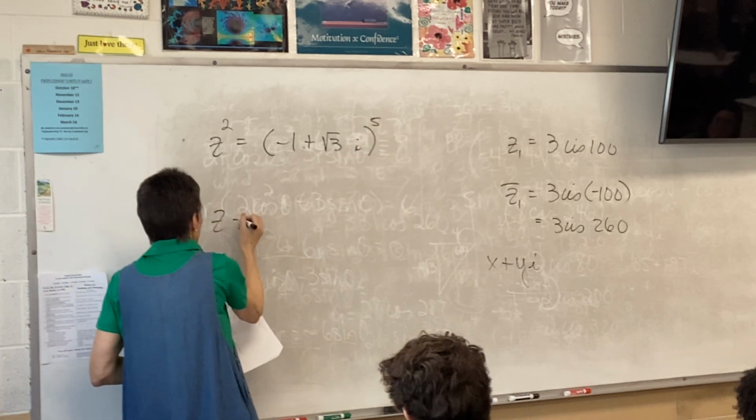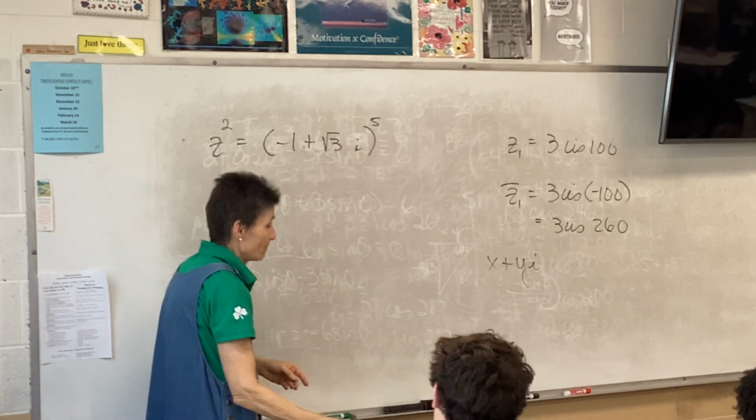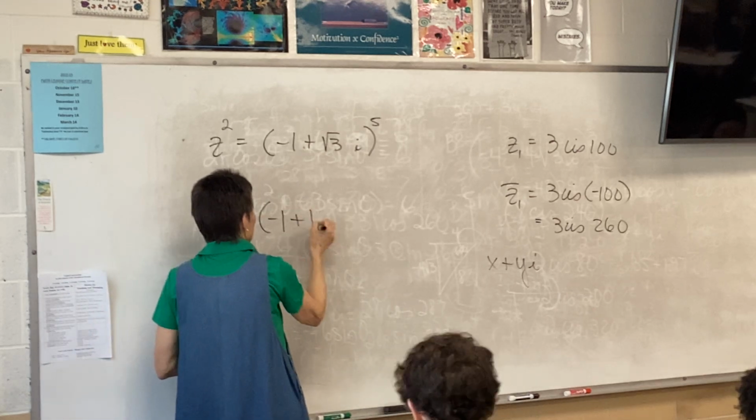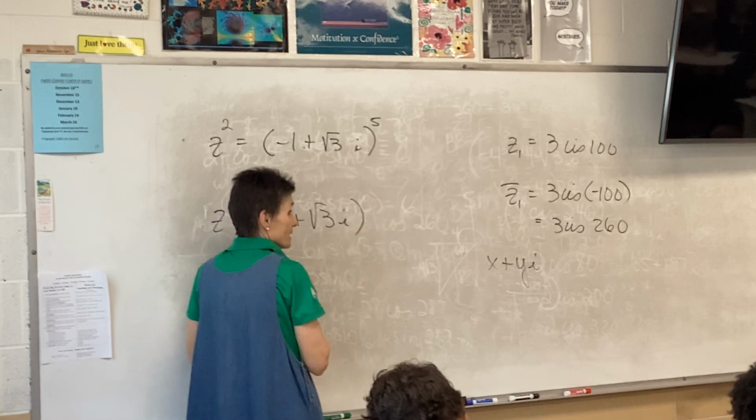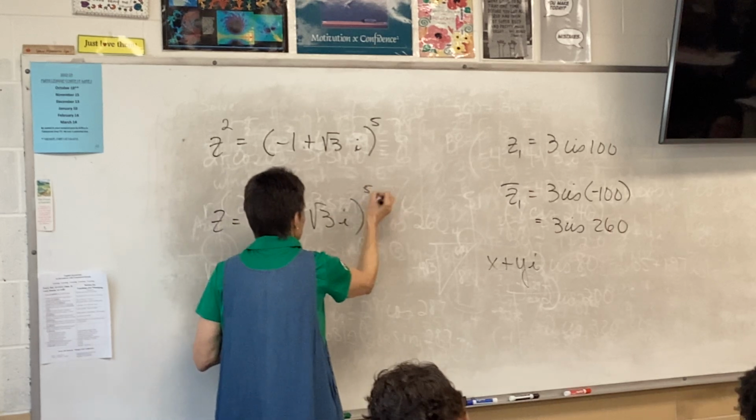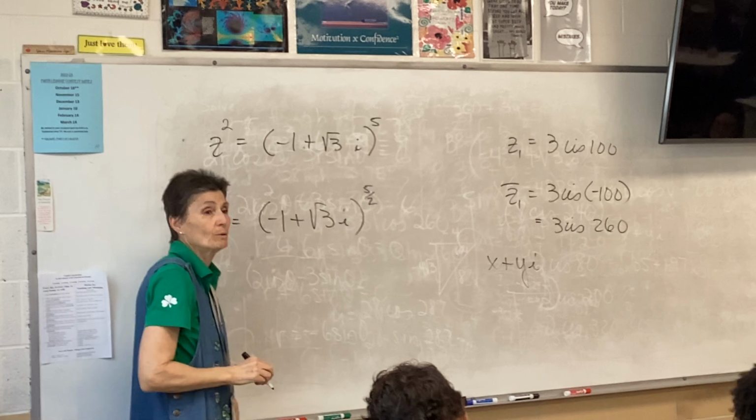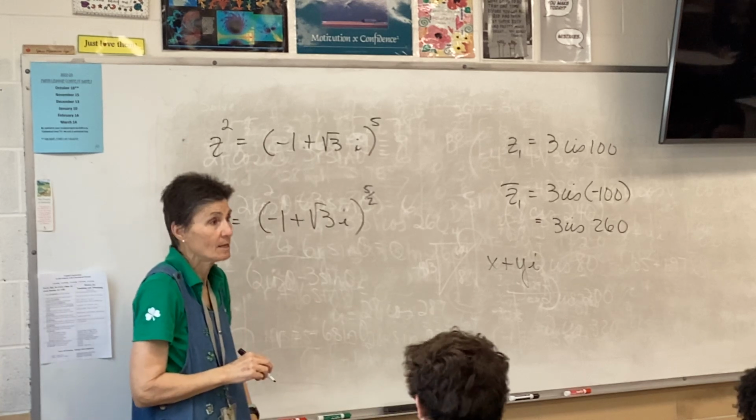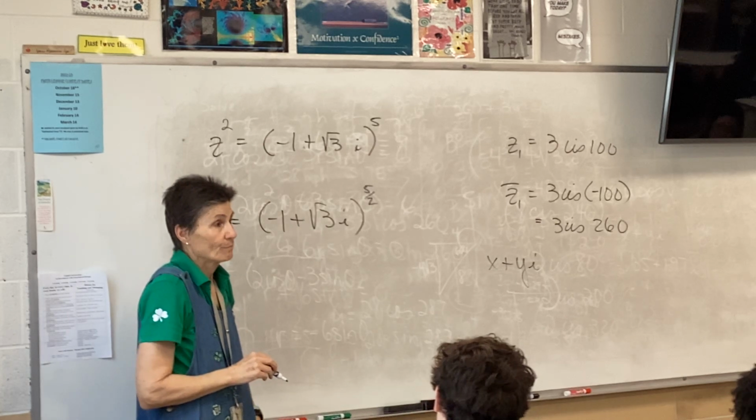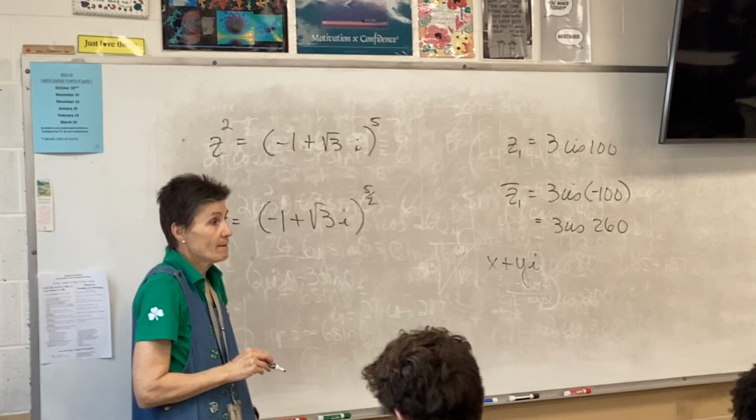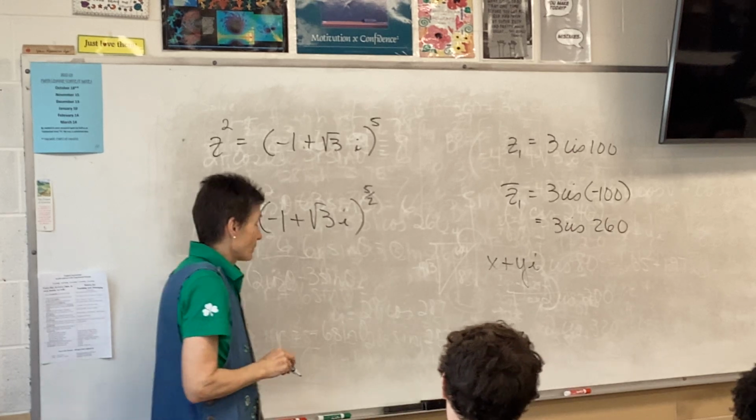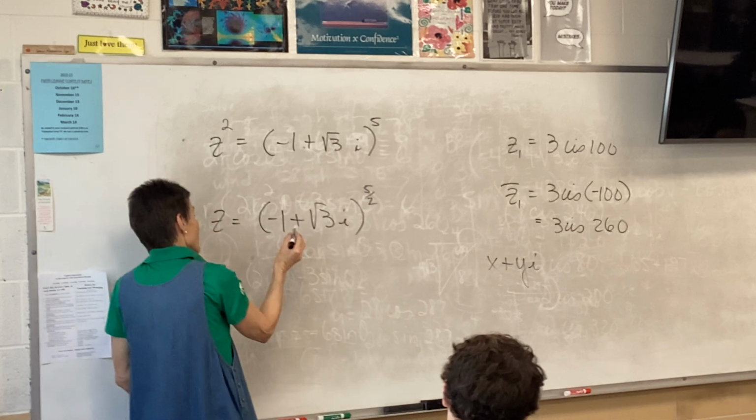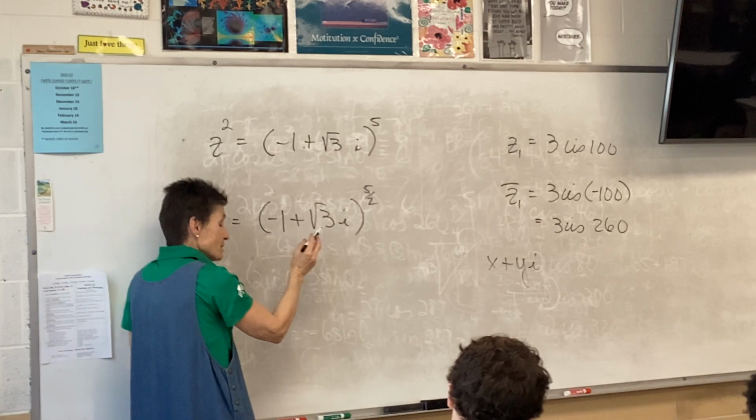So what's z? I'm trying to find z. What's z going to be? Negative 1 plus root 3i to the 5 halves. You're square rooting, and square rooting means raising to the 1/2 power. Now, we need this number to be in polar form. We're going to use de Moivre.